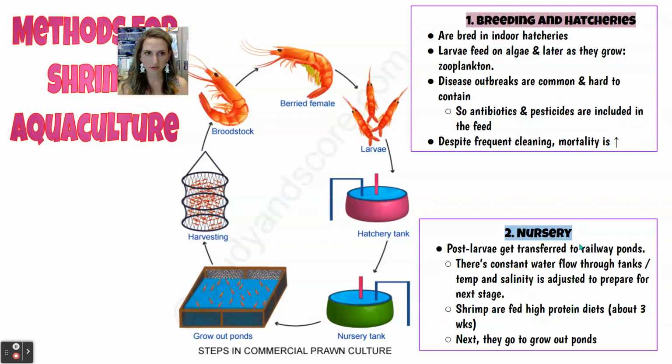There's a constant water flow through the tanks. Temperature and salinity are regulated. The shrimp are fed a really high protein diet for about 3 weeks, and then they'll go out to grow-out ponds.